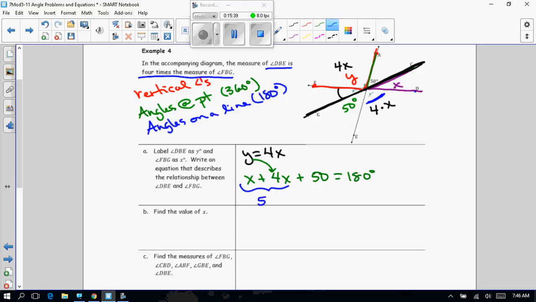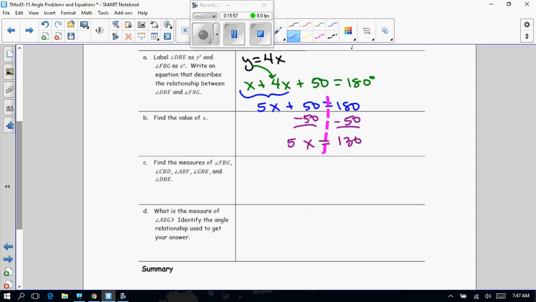All right, I've got x and 4x, that gives me 5x plus 50 equals 180. Now I will subtract my 50 over to the other side. So I have 5x equals 180, or excuse me, 130. Wrote 130, said the wrong number. I'm now going to divide both sides by 5. And I'm left with x is equal to 26. All right, doesn't answer the question though.